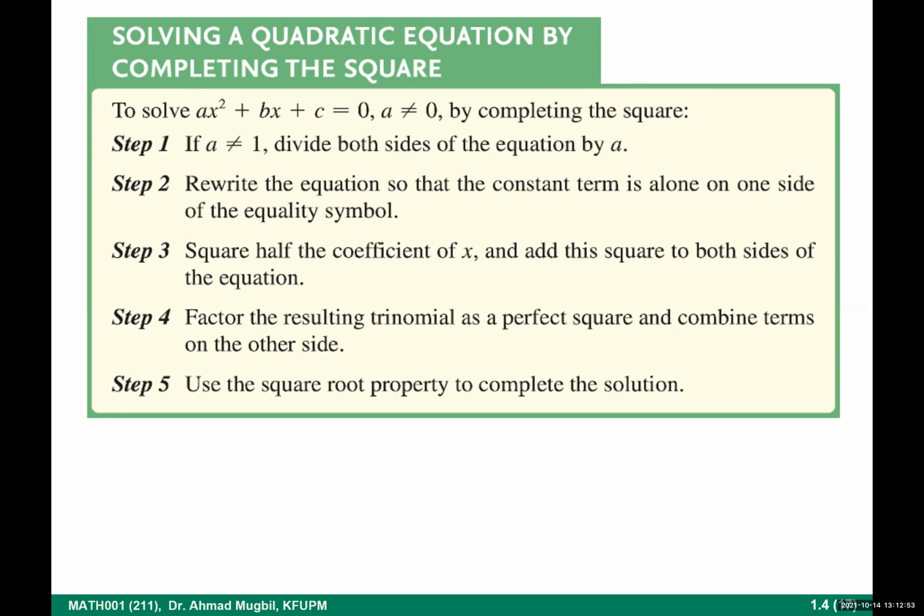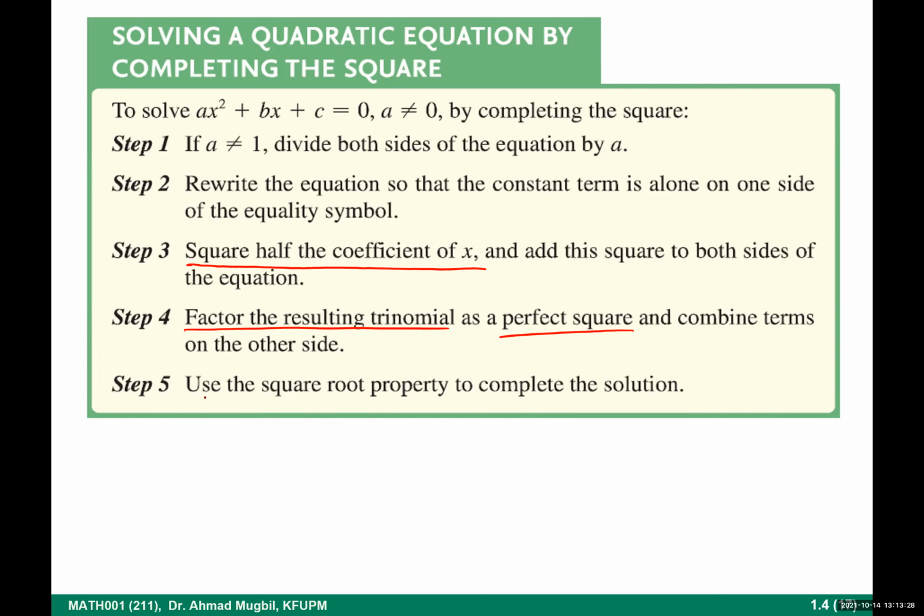By a. Now, if it is 1, after it becomes 1, rewrite the equation so that the constant term is alone on one side. What does that mean? After dividing by a, this will be c over a. Move it to the right-hand side. Then, in step number 3, square the half of the coefficient of x and add it to both sides. Step number 4, factor the resulting trinomial as a perfect square and combine terms on the other side.